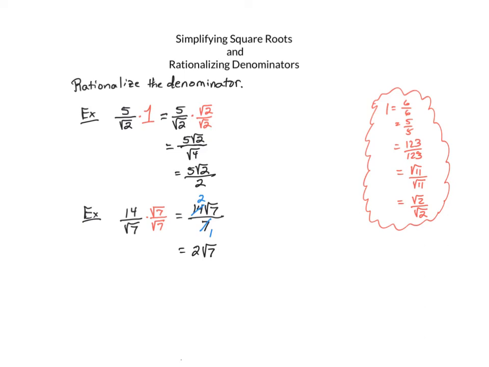And notice the denominator is rational. You don't see it, because the denominator right here is this 1. We just don't write it down here. Let's do a couple more.